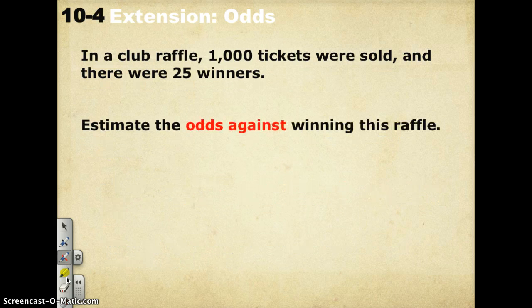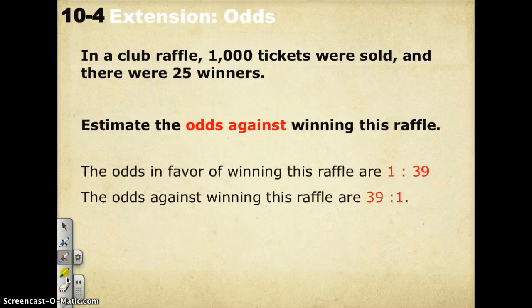Same raffle, 1,000 tickets were sold and there were 25 winners. Estimate the odds against winning this raffle. The odds in favor of winning were 1 to 39, so for odds against, we would take that and reverse it. So 39 is the number of ways to lose compared to 1 way to win.